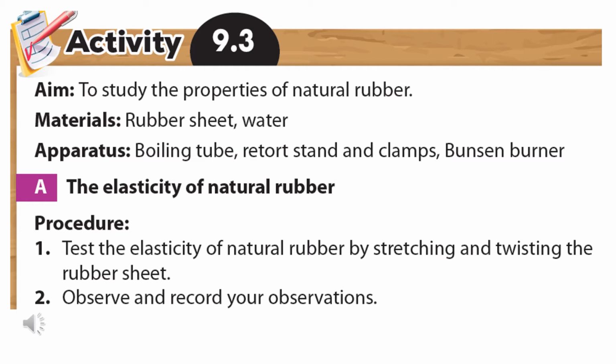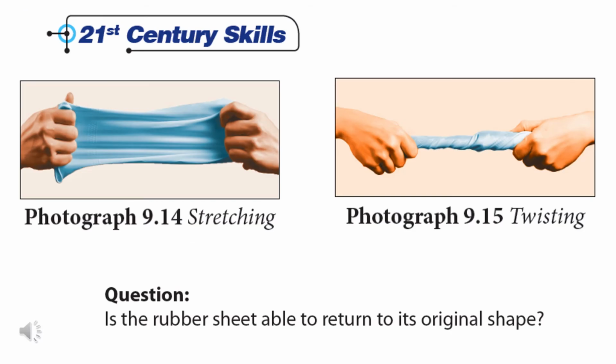Natural rubber has special characteristics. Let us carry out some activities to study the properties of natural rubber. The first activity is to study the elasticity of natural rubber. Test the elasticity of natural rubber by stretching and twisting the rubber sheet. What is your observation? Natural rubber can be stretched and twisted easily. When released, it can return to its original shape. The conclusion is that natural rubber has high elasticity.